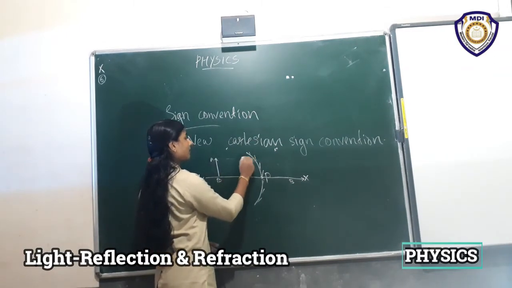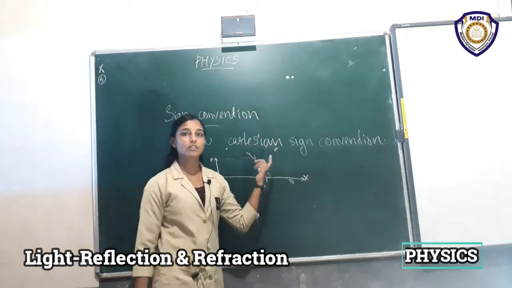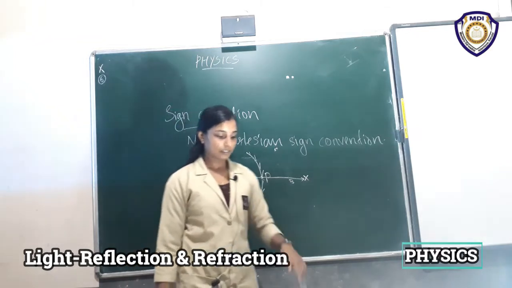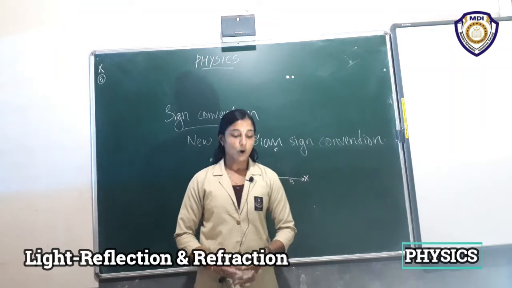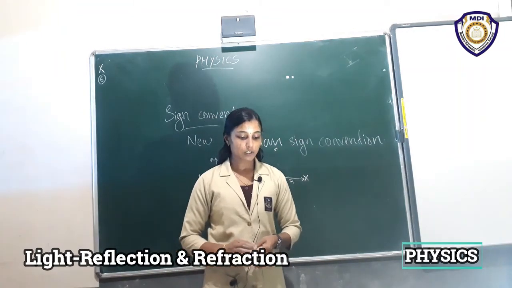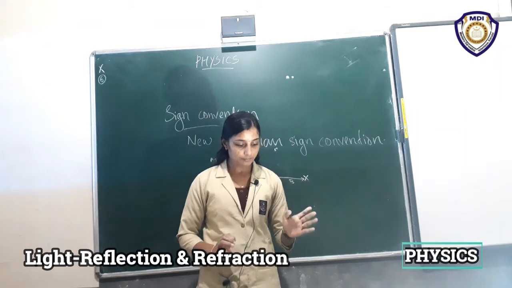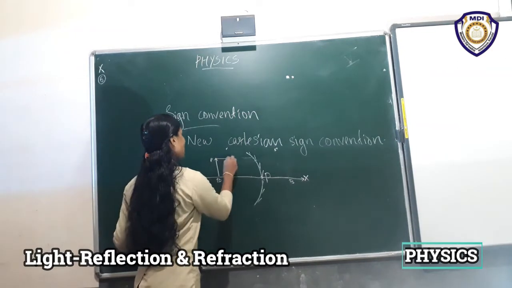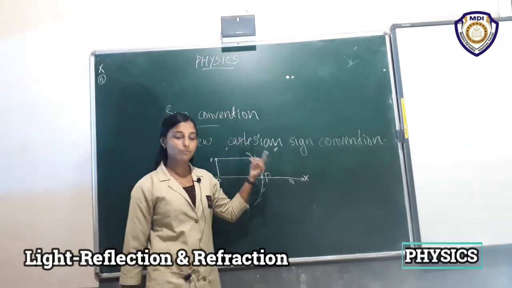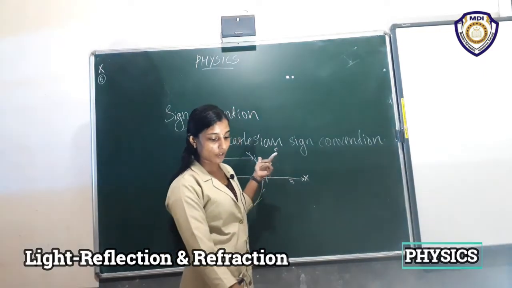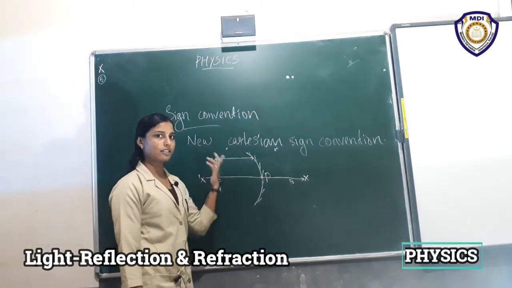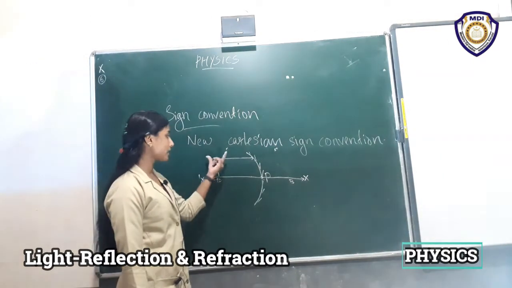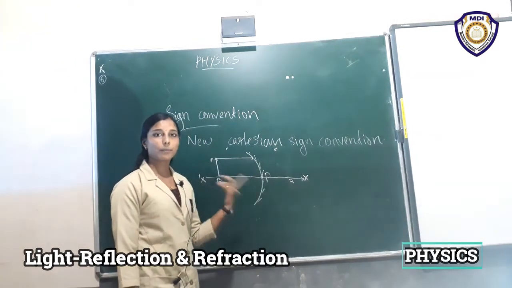That implies the light falling from the object onto the mirror is always from the left-hand side of the mirror, right? That is, the object is always placed to the left of the mirror. This implies that the light from the object falls on the mirror from the left-hand side. That is understood, right? So the first convention is that the object is always placed to the left of the mirror.